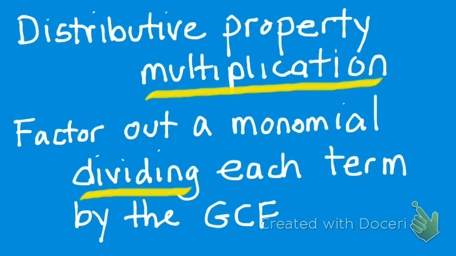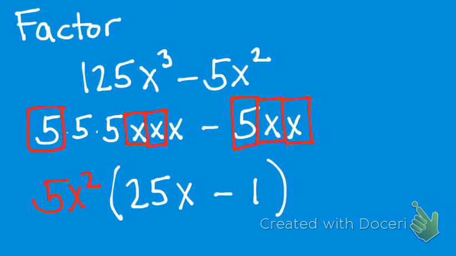Distributive property is multiplication. Factoring out a monomial is actually dividing each term by the GCF, or greatest common factor. If you look at this example, 125x to the third minus 5x squared, 125x to the third gives you 5 times 5 times 5 times x times x times x, minus 5x squared, which breaks up into 5 times x times x. And what they have in common is a 5 and 2 x's. So outside the parentheses is 5x squared.